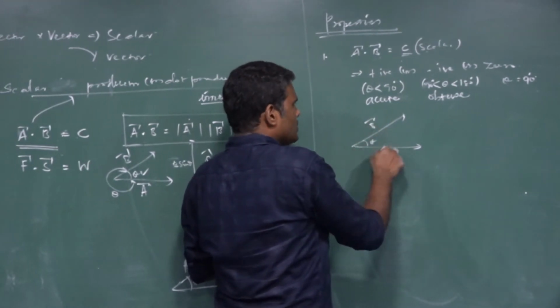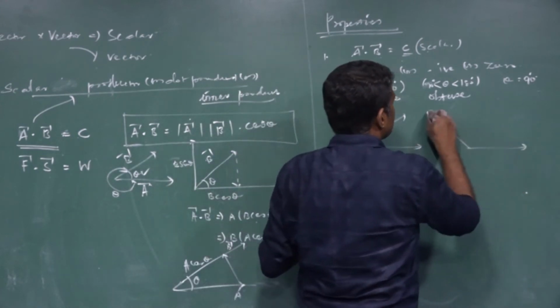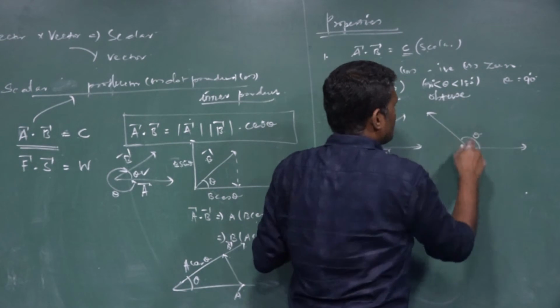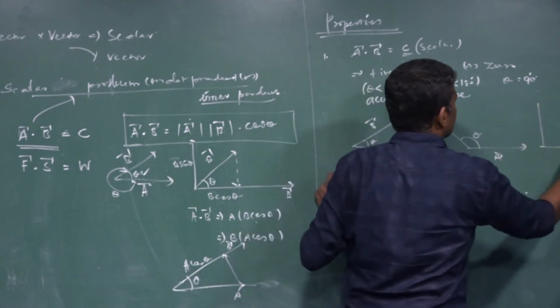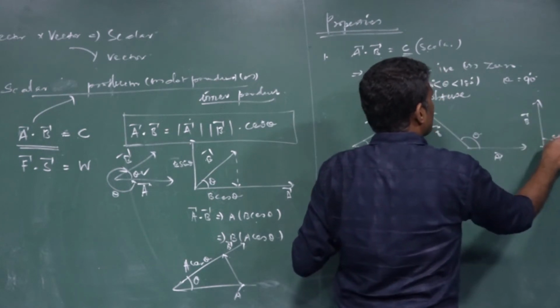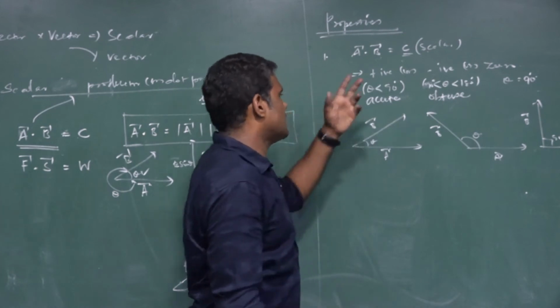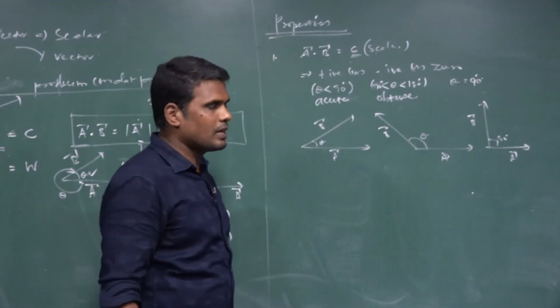So we can say these two vectors, a vector and b vector, will result in a quantity which is positive because the angle is acute. These two vectors will give you a negative value because the angle is obtuse. And in the third case, the two vectors are at right angles, so the resulting quantity will be 0. This is the first property.